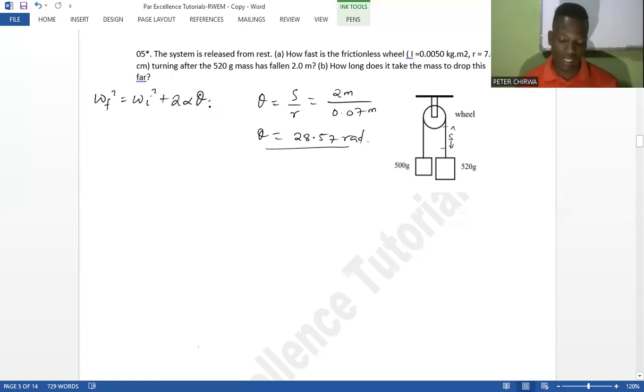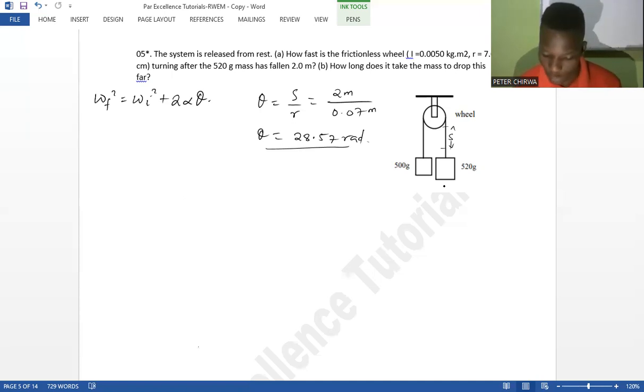So you can see that in that equation, we only have the initial angular velocity and the angular displacement, which we have just calculated. So we need to know what the angular acceleration is for us to get the angular velocity. Now, how do we go about it? It is to analyze the system that we have here.